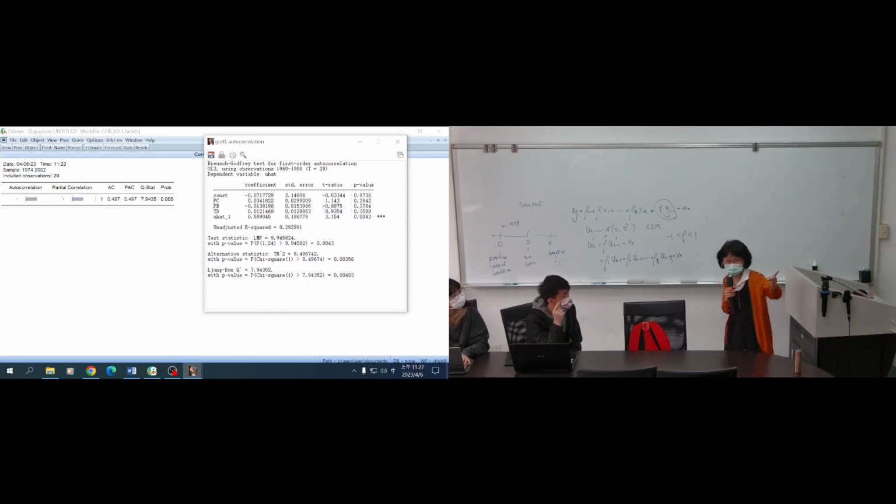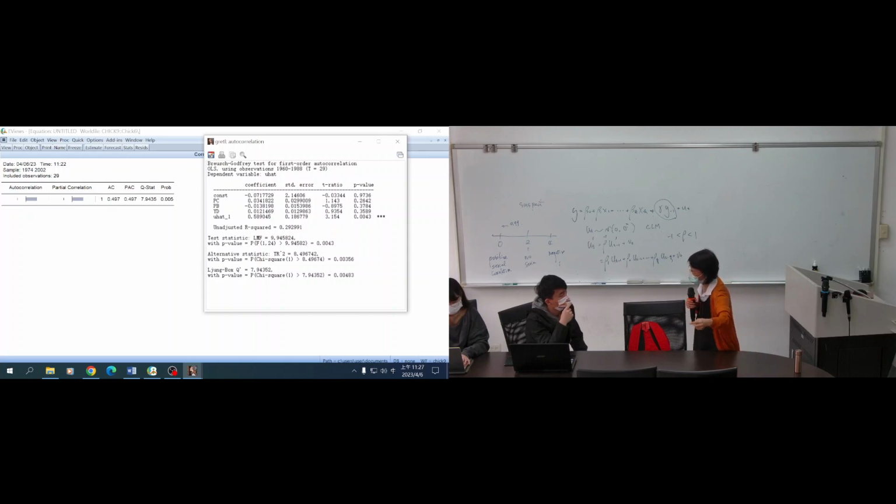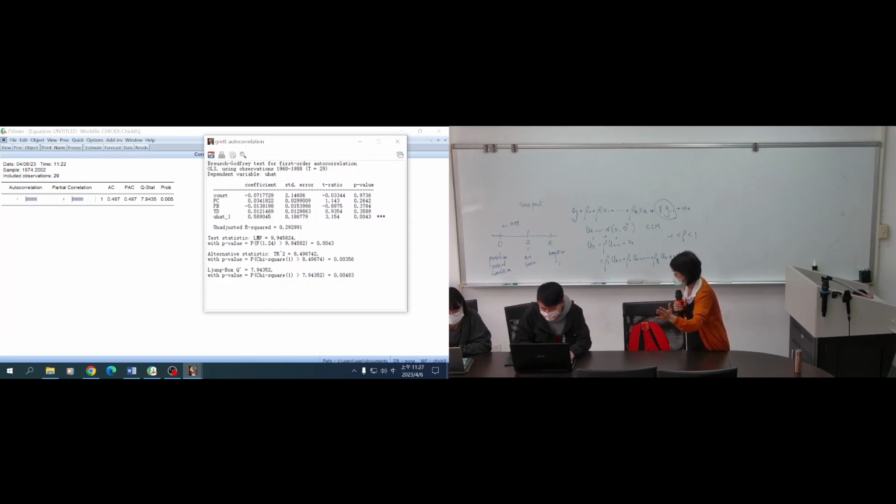At 5%, then what is this? This is 0.005, and alpha is 0.05, which means this is smaller than alpha. So reject the null hypothesis. Reject what? Reject no serial correlations. The null hypothesis is no serial correlations. Right? The alternative is serial correlations.